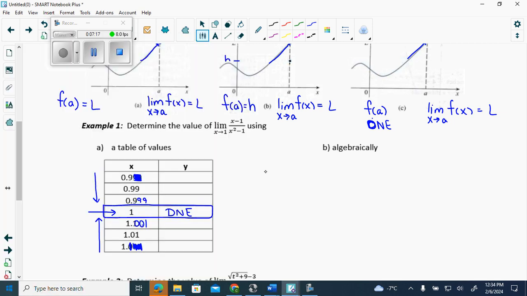0.99 is close to 1 from the left, right? 0.99, I'm getting really close to 1. 1.001, I'm getting really close to 1. Correct? So go to your calculator, and you're going to type in this function, x minus 1 over x squared minus 1. If you want your answers in decimals, which you do, you can't use the fraction button because it'll spit out your answers in fractions. So in your y1, I would put my numerator in brackets divided by my denominator in brackets so that I get decimal answers.